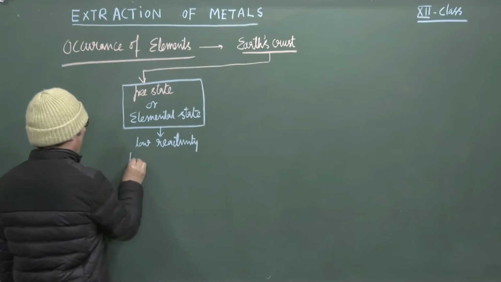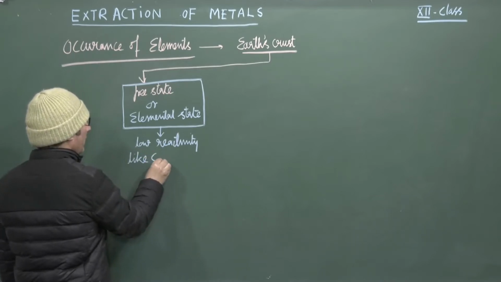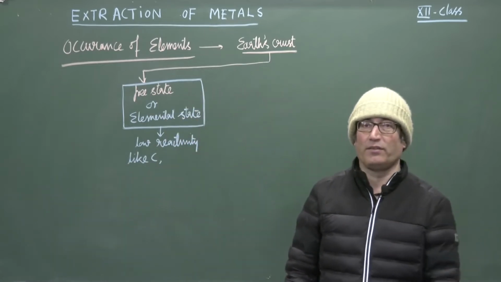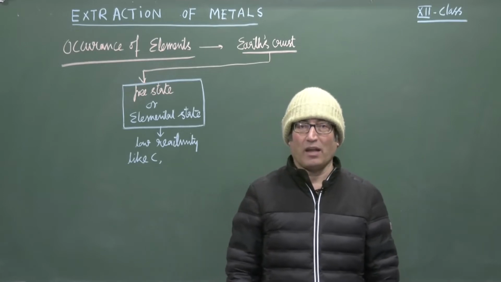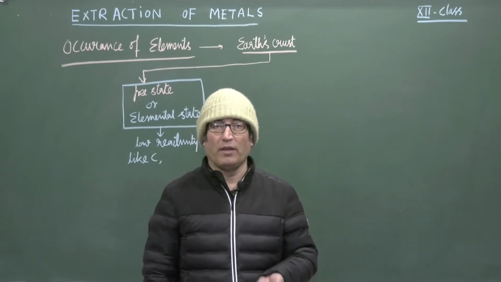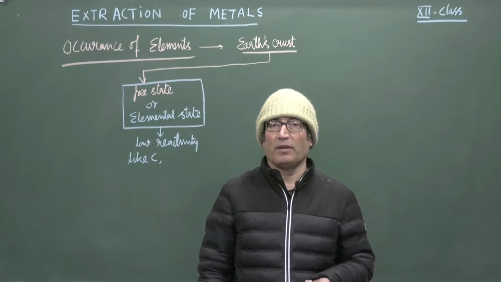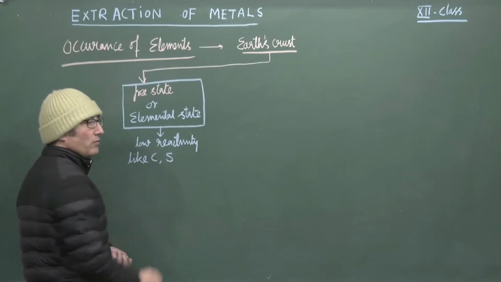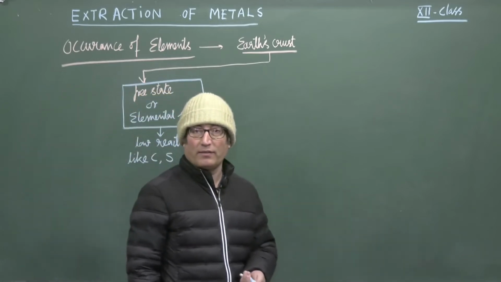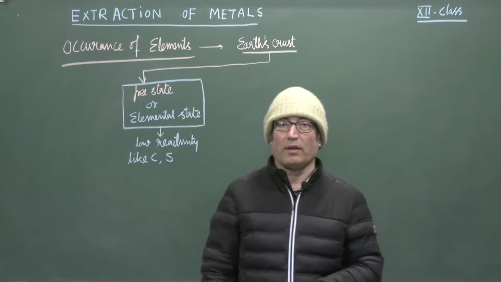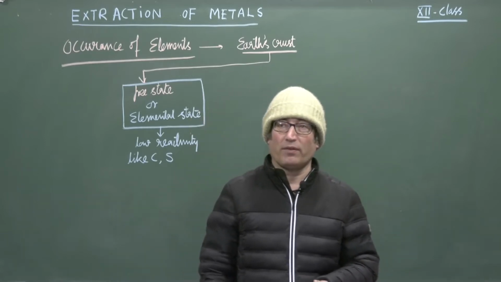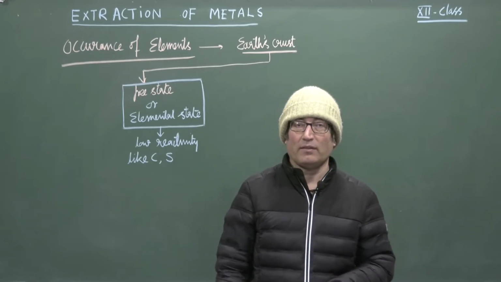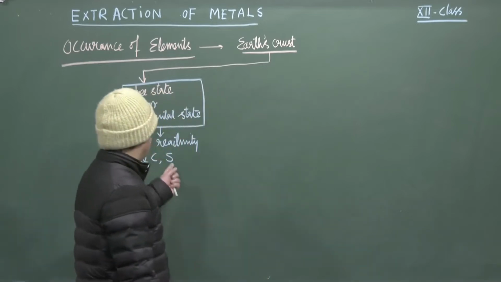Like carbon. Carbon exists in nature in the form of graphite. It exists in nature in the form of a diamond. These are the two allotropic forms in which carbon exists in nature. Then there is sulfur. Sulfur also exists as sulfur in the Earth's crust, and there are many allotropic forms of sulfur. One is the rhombic sulfur, you have the monoclinic sulfur. These are the forms in which sulfur exists in the elemental state.